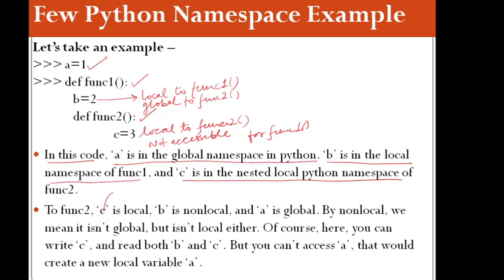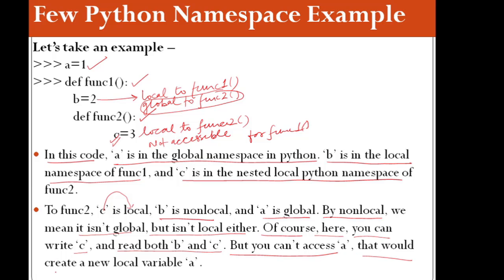So here you can now look at this. C is local in func2. B is non-local, and we can say global to func2. And A is global for all. So by non-local, we mean it is not global, but it is not local either. Of course, here you can read both B and C, but you can't access A. That would create a new local variable A.